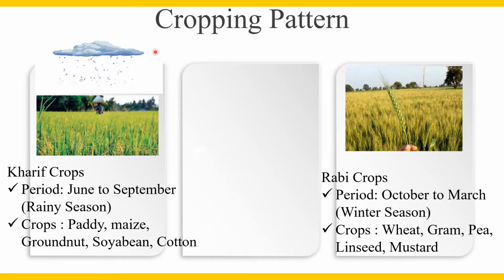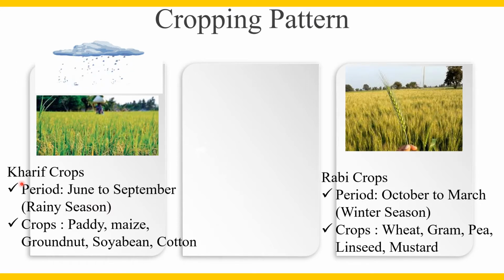So just now we discussed crops. Crops can be broadly classified into two types based upon the season, that is, during which season the crop is growing. And those two types are Kharif crops and Rabi crops. So what are Kharif crops? When are these Kharif crops generally grown?